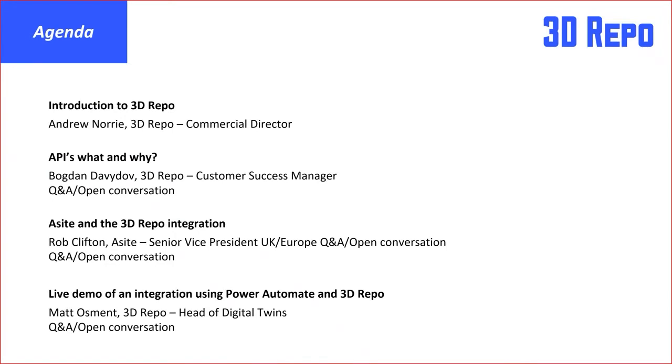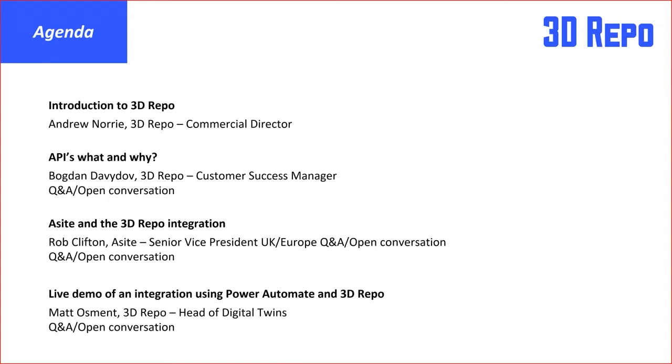So I'll be starting off with an introduction to 3D Repo, just for people who might be new to the platform, just explaining a bit about what we do and why. I'll then be handing over to our Customer Success Manager, Bogdan Davydov, who'll be looking at the background of APIs, why we use them and what they're for. And then we've got our guest speaker today, who's Rob Clifton from Asite. He's the Senior Vice President for UK and Europe. And he'll be talking about 3D Repo's custom integration with Asite and how we've been working together in a partnership.